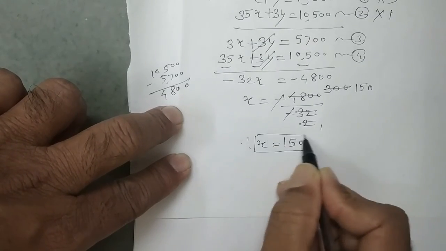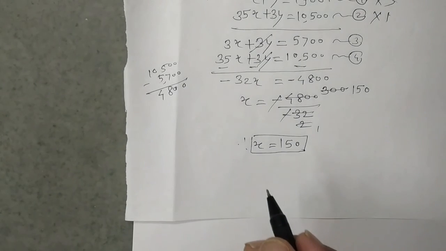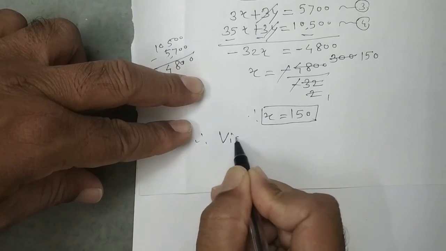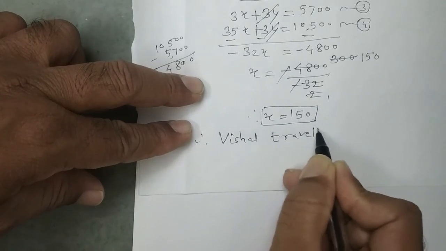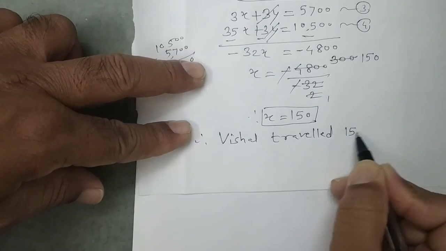And we considered that x is the distance travelled by Vishal by bus. Therefore Vishal travelled 150 kilometers by bus.